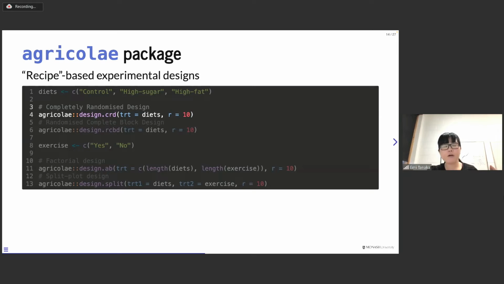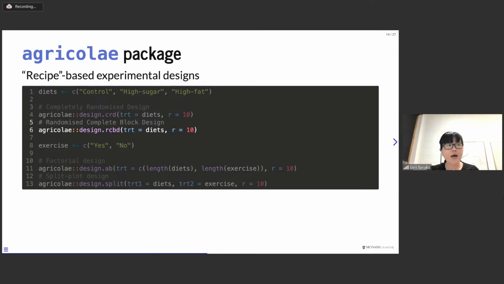If you look at the name of the function, it's design.crd, and CRD is essentially the acronym of completely randomized design. If you don't know what this is, essentially you just have a set of subjects, a set of units. In this case, we've got a replicate of 10 for every diet, so there will be 30 subjects altogether. Then we're passing in the diets as a treatment. The complete randomization means that there's no structure on the units, nor is there any structure on the treatments.